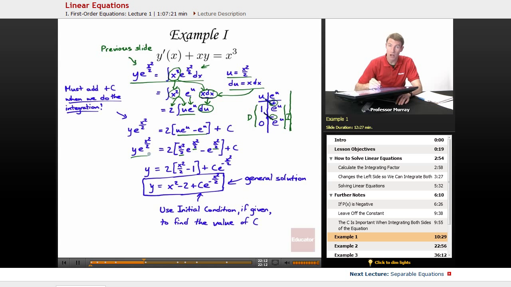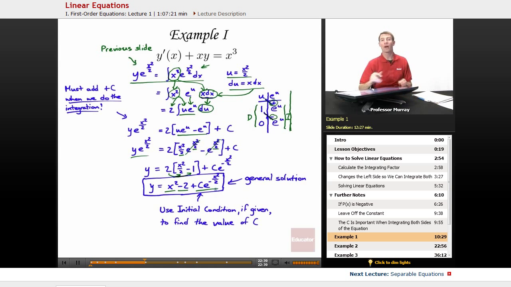And then we're trying to solve for y. So that means I have to divide both sides by e to the x squared over 2. So that's what I did here. I canceled off my e to the x squared over 2 here and here. Now with the c, I have to multiply by e to the negative x squared over 2. That's the same as dividing by e to the x squared over 2. And then I just distributed this 2, canceled off the 1/2, and we got x squared minus 2 plus c e to the negative x squared over 2.